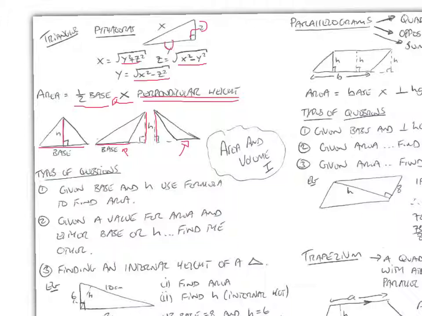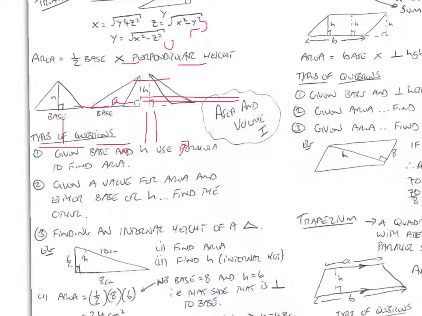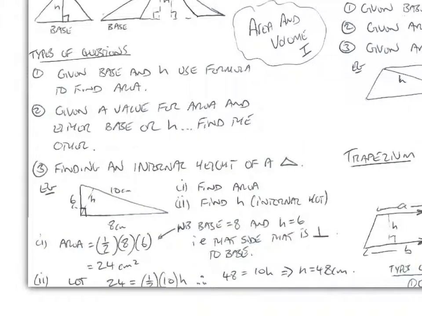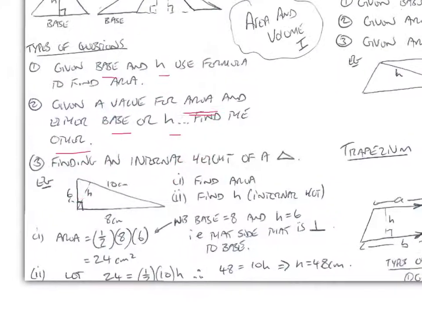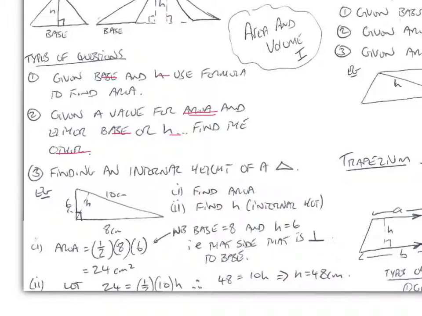So the questions you will get in this section would include three main types. The first type is where you're given a value for the base and a value for the perpendicular height h, and you just use the formula area equals half the base times the perpendicular height. The second is where you're given a value for the area itself in centimetres squared or metres squared, and you're given either the base or the height, and you find the other unknown. The third type is a little bit more difficult, and we'll have a look at this one second.